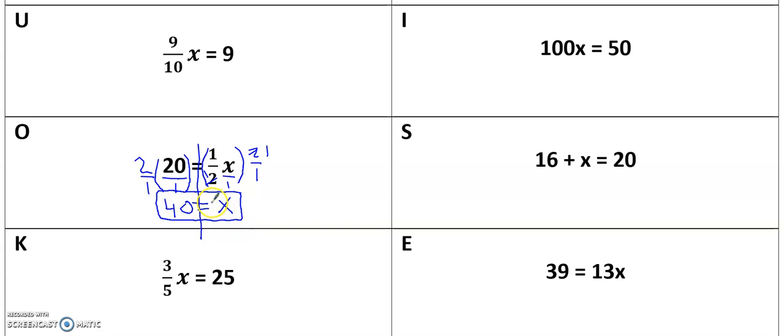To prove that, if 40 and x are the same thing, go back to the original equation. What's 1/2 times 40? Well, check over here. 1/2 times 40 is the same as 1/2 times 40 over 1. If you multiply straight across, you get 40 over 2, right? 1 times 40 is 40. 2 times 1 is 2. 40 divided by 2 is 20. And so 1/2 of 40 is 20.